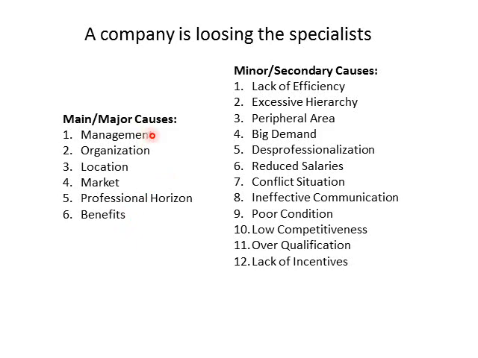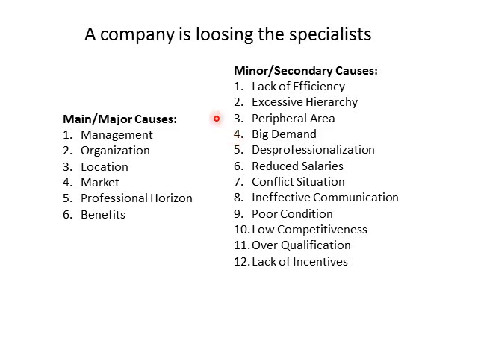So what are you doing at first? At first you will define the major causes, which can be easily identified, such as management, organization, location, market, professional horizon, and the benefits. Then you have to deal with each of the major causes individually, and then you can define the secondary and the minor causes, maybe 1, 2, 3, or whatever you want. So each of the major causes is supplemented by the secondary or the minor causes.